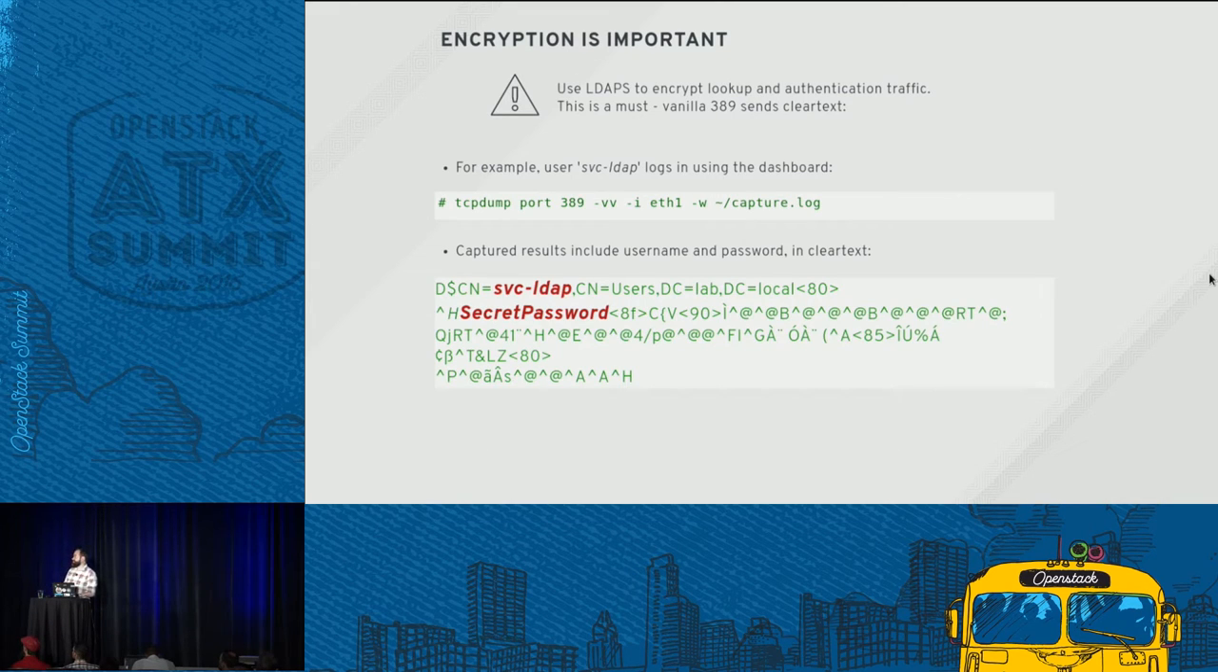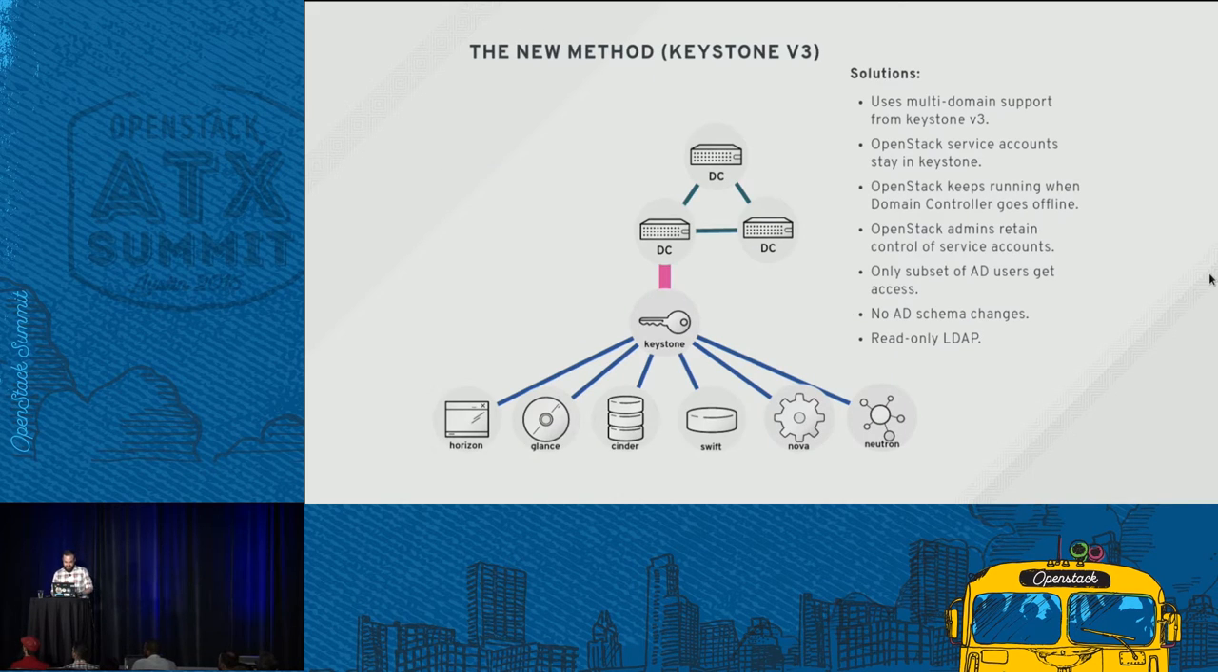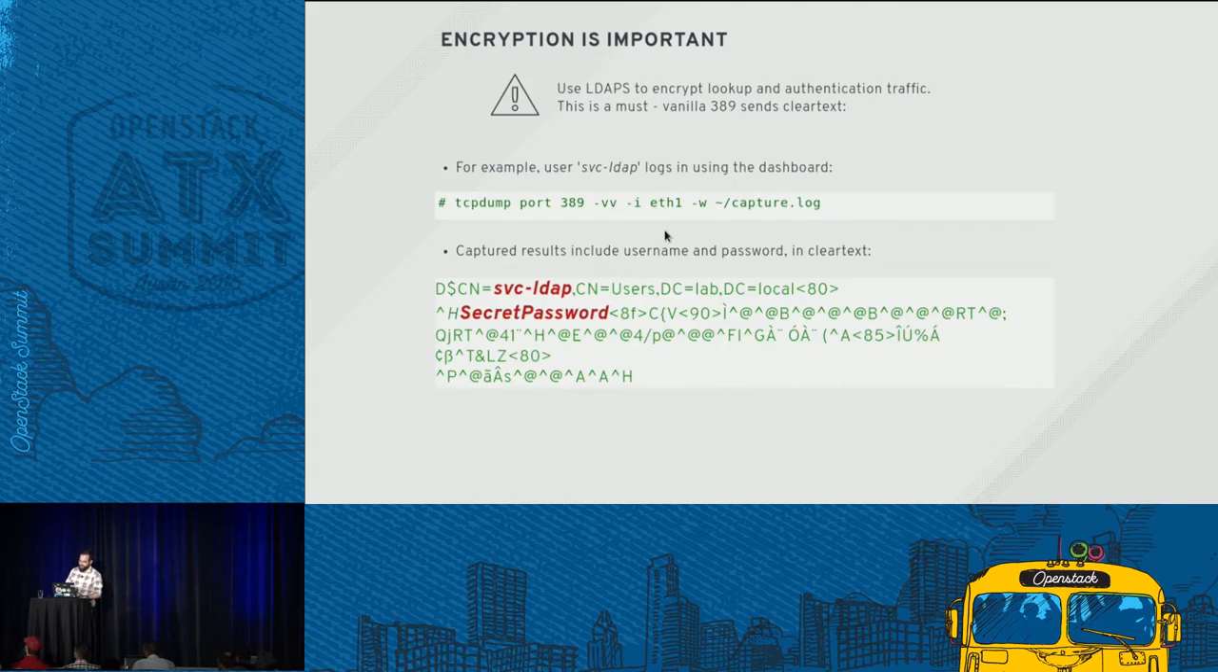Encryption is important. So let me go back to the previous slide. You'll see, I'll just highlight there. A user logs into Horizon, and they authenticate with the username and password, and that goes through to Keystone. That's great. But what's going to happen is that Keystone is going to query the domain controller, and that connection, under vanilla default 389 lookup, is not encrypted. So it's going to look like what I've highlighted here: clear text, SVC LDAP, password there in clear text for anyone to go and grab.